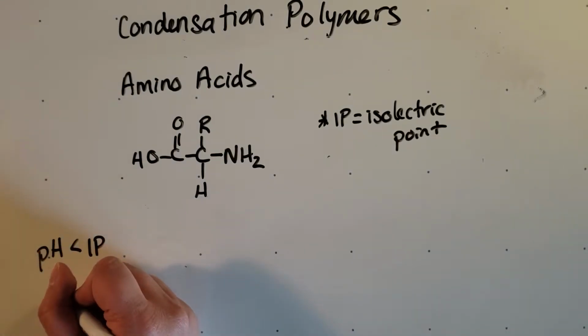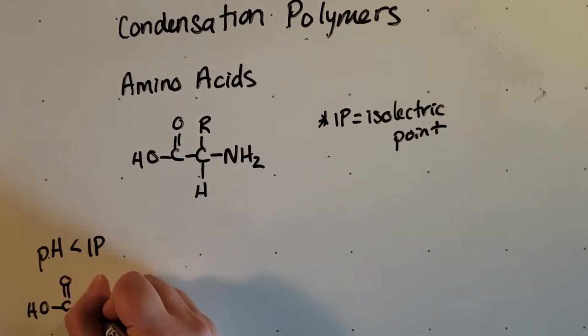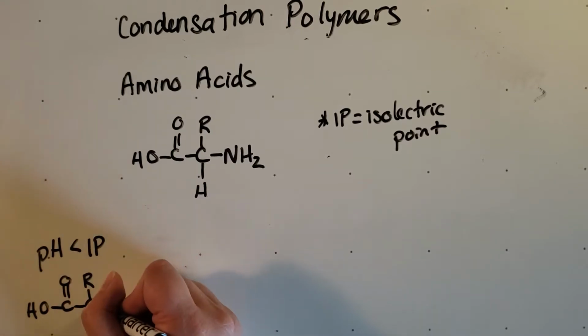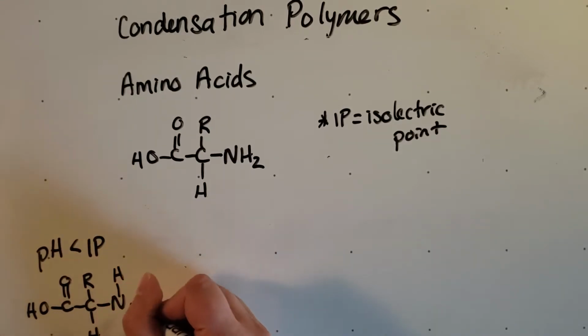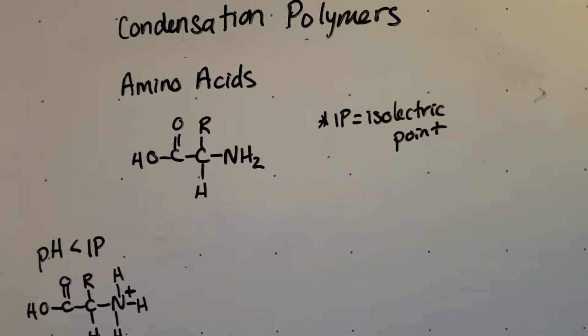So at this condition, we are going to have a shift to minimize that lower pH. And what ends up happening is we end up with an NH3 plus group. So we end up with a +1 ion when our pH is below the isoelectric point. And the isoelectric points vary from one amino acid to another, so you should be given that sort of information in a test, and then they would give you a pH and you'd have to draw the molecule based on the pH and the isoelectric point.